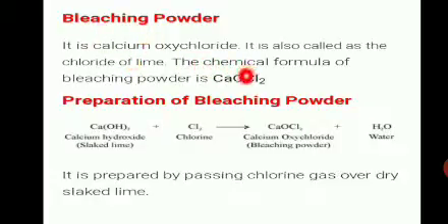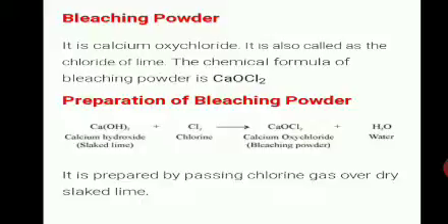The chemical formula of bleaching powder is CaOCl2. That's why it is called calcium oxychloride. So what is bleaching powder? Bleaching powder is calcium oxychloride. It is also known as chloride of lime. Its chemical formula is CaOCl2.